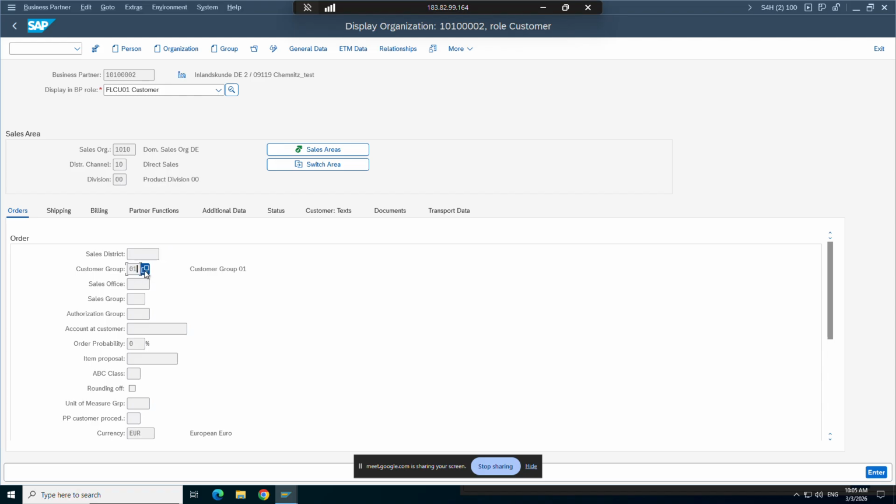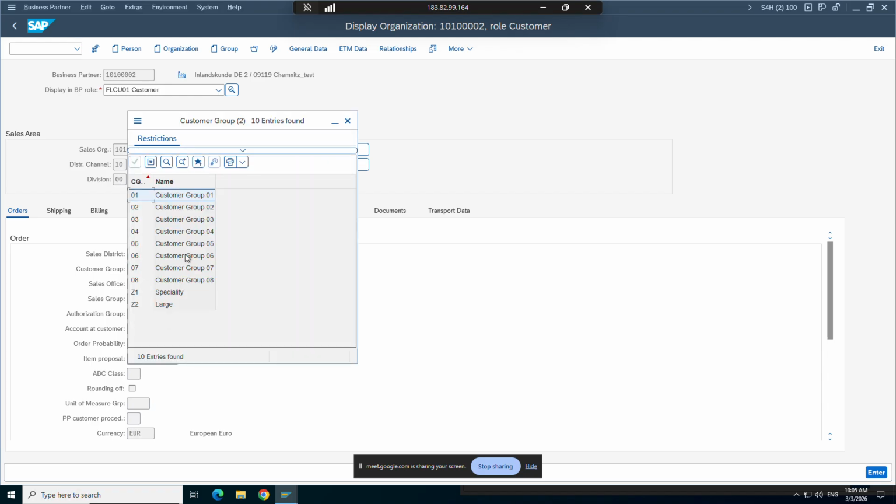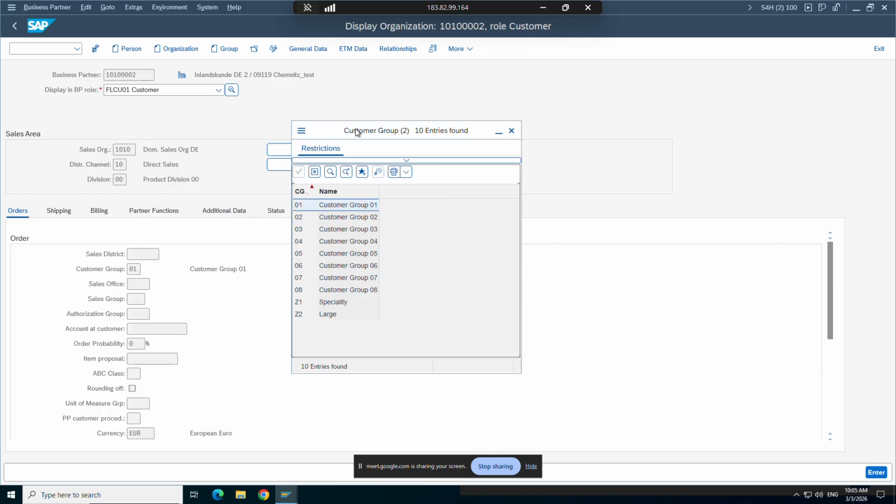Now let's say customer group. What is customer group? It's very simple. Let's say it's a large scale customer, a small scale customer, a retail customer. So it's nothing but grouping of customers that you can do. SAP has already given a few customer groups, but if you want, it can also be regional customer groups, right? Any sort of grouping. It depends on the business how they want to group the customers.